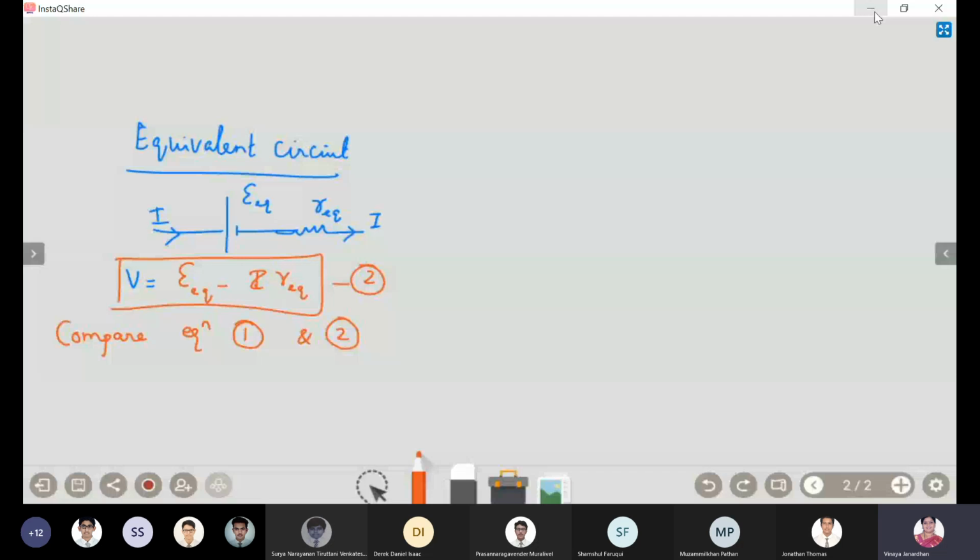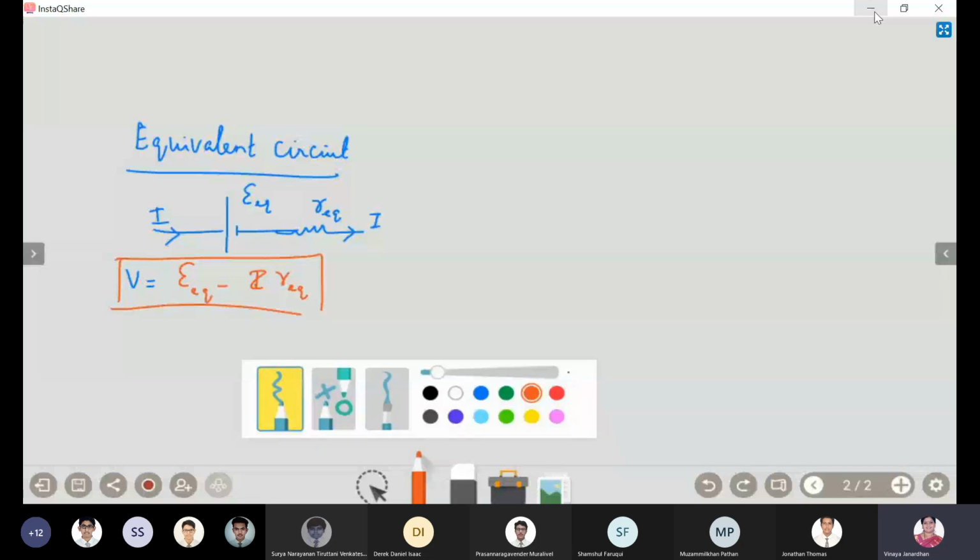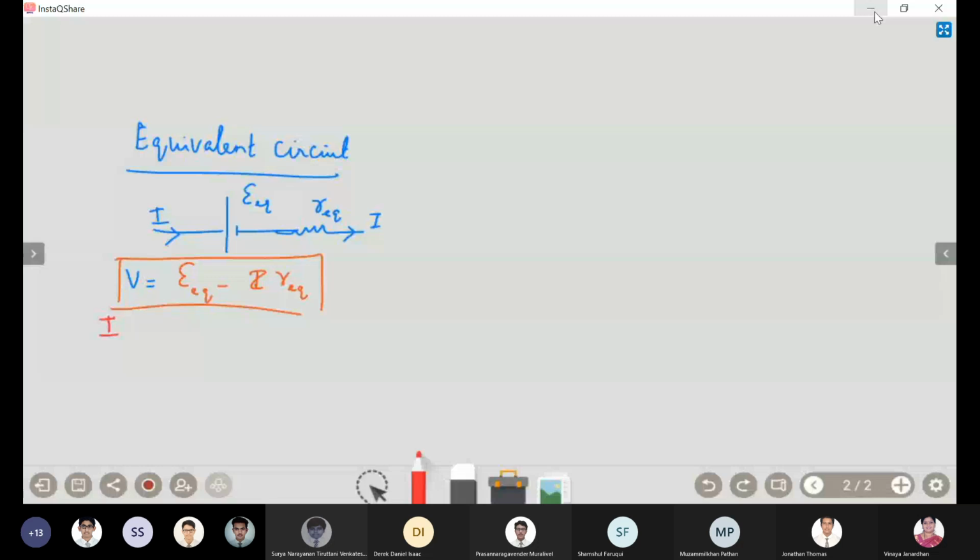Sorry, I have to go one step ahead here. Can you find an expression for I? Boys, what is the expression for I over here? I is equal to E equivalent minus V by R equivalent. It's okay. This is enough.